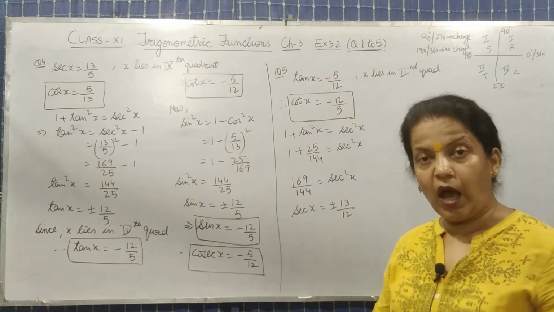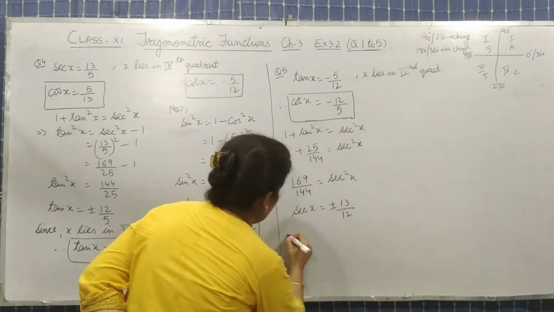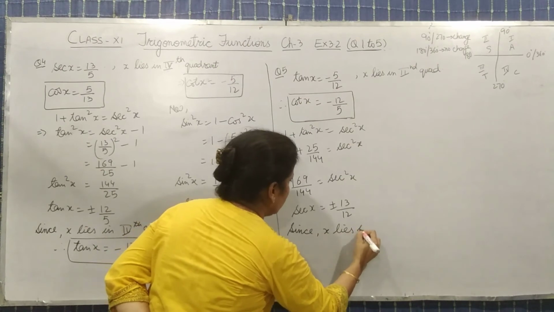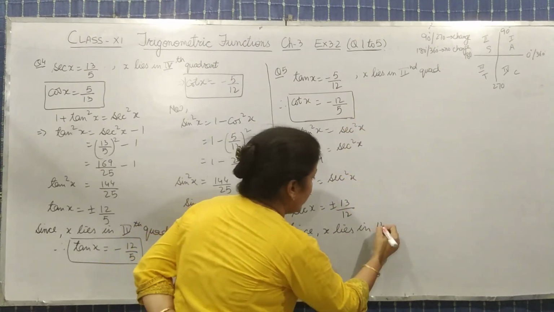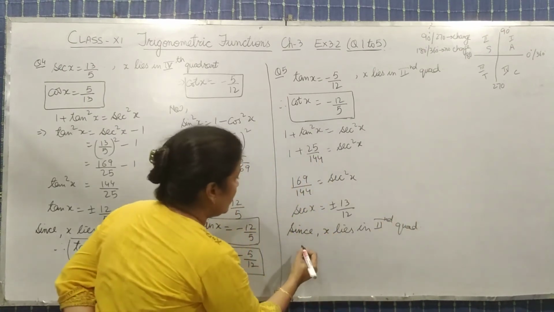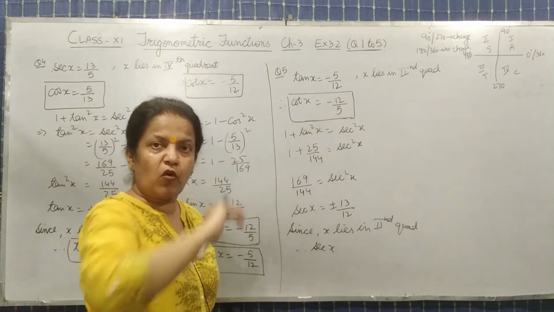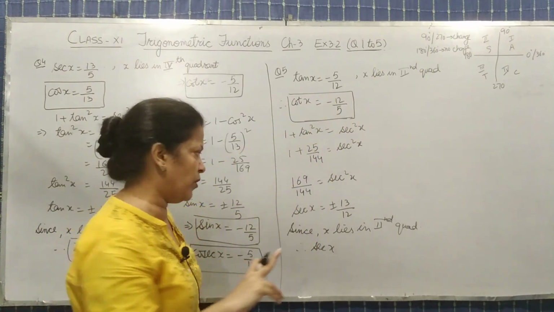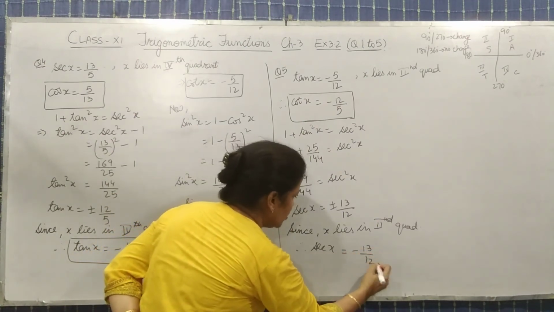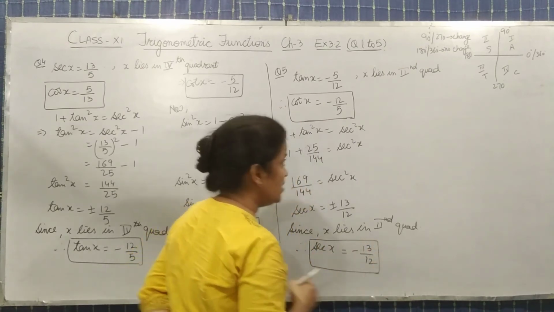Now we have to see the quadrant concept. Since x lies in second quadrant, therefore sec x, in second quadrant, sin and cosec are positive. So therefore sec x will be -13/12. This will come to you.